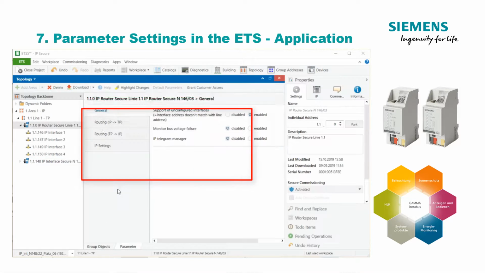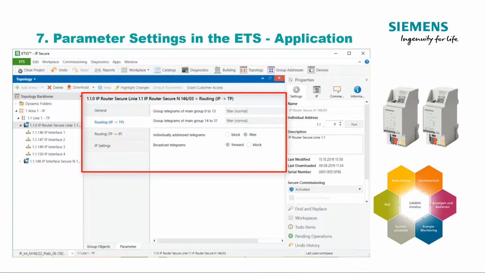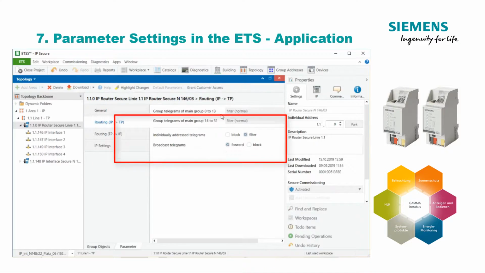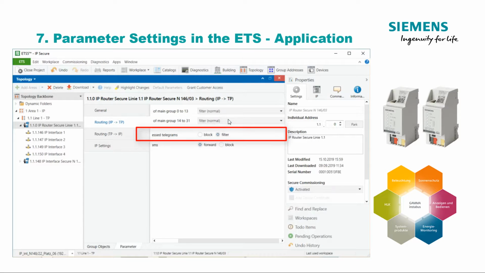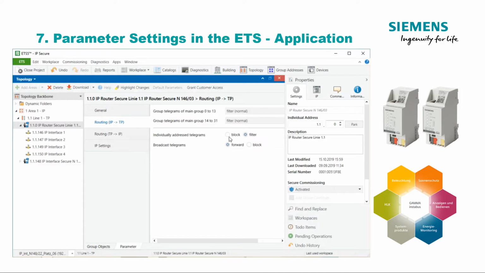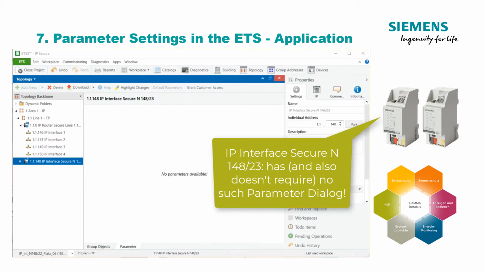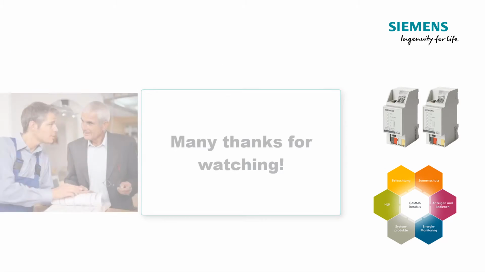The device parameters of the IP Router Secure contain separately adjustable directional forwarding strategies for broadcast, group, and individual communication via physical addresses, as known from the predecessor N14602. The IP Secure interface N14823 has no further parameters.